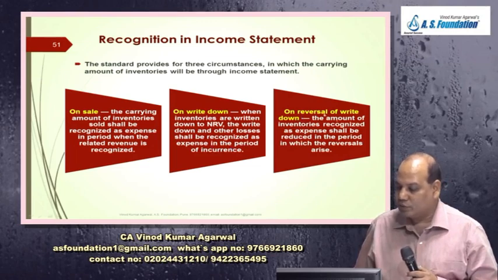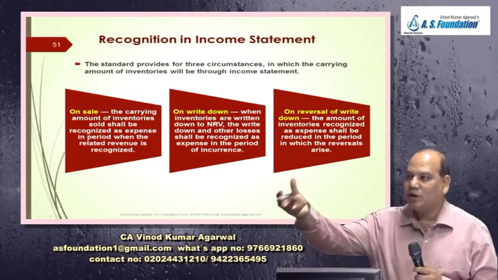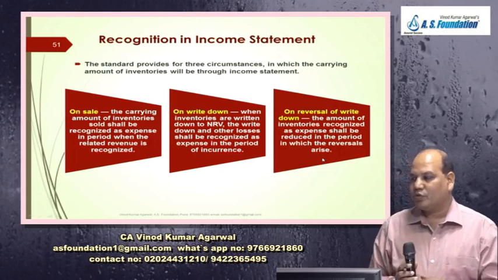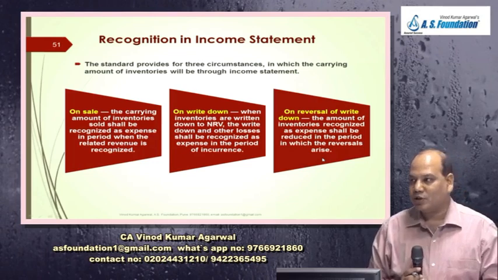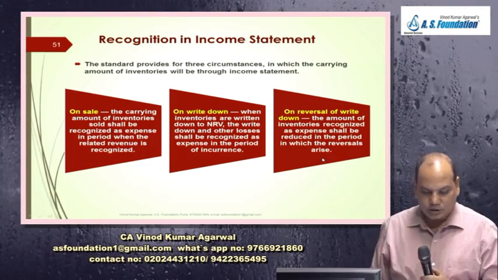Are we allowed to reverse the write down of the inventory? Yes, you can, because the rule is cost or NRV, whichever is lower. So next year if the market price goes up, you can increase the carrying amount of that inventory. Where will that gain be recognized? Again, in the statement of profit and loss, part 1. The amount of inventory recognized as expense shall be reduced in the period in which the reversal arises. So automatically, if you increase the closing stock figure, your expense charge will get reduced to that extent. So this is about recognition in income statement.